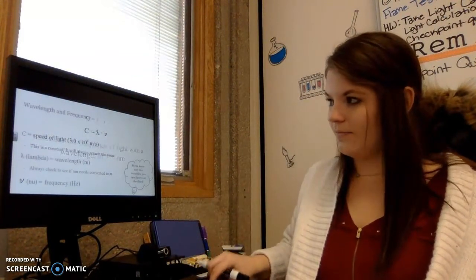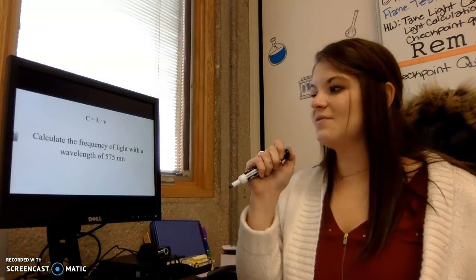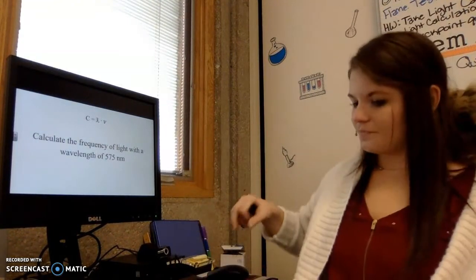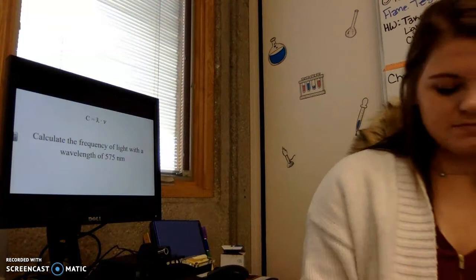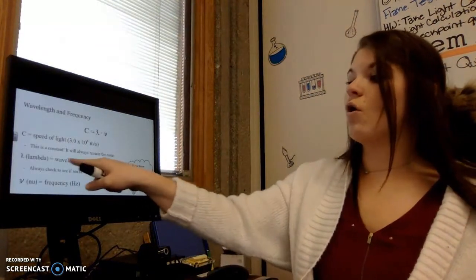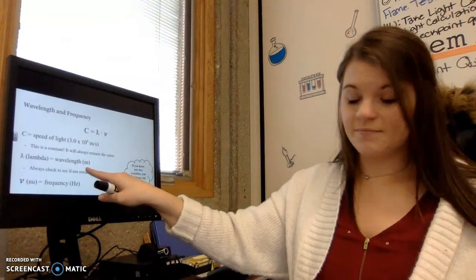Okay, here's an example. Calculate the frequency of light with a wavelength of 575 nanometers. Go ahead and pause this video and try to solve that. See if you can solve that. The first thing you need to do is convert this nanometers to meters, because remember, we always need our wavelength to be in meters.